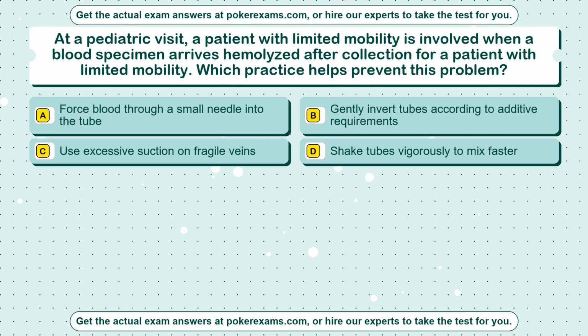Question 24. At a pediatric visit, a patient with limited mobility is involved when a blood specimen arrives hemolyzed after collection for a patient with limited mobility. Which practice helps prevent this problem? Option A, force blood through a small needle into the tube. Option B, gently invert tubes according to additive requirements. Option C, use excessive suction on fragile veins. Option D, shake tubes vigorously to mix faster.